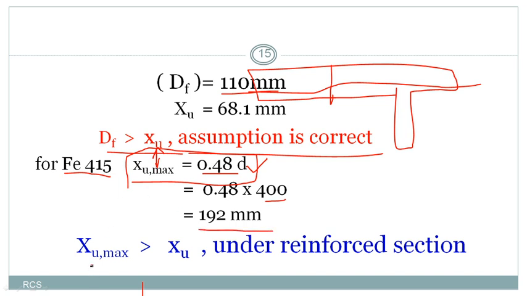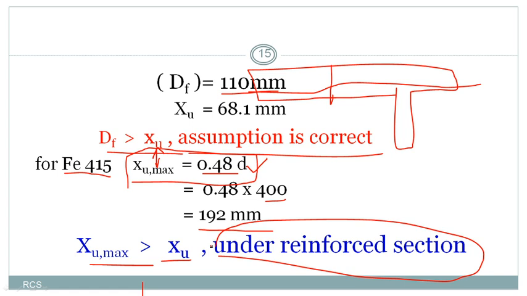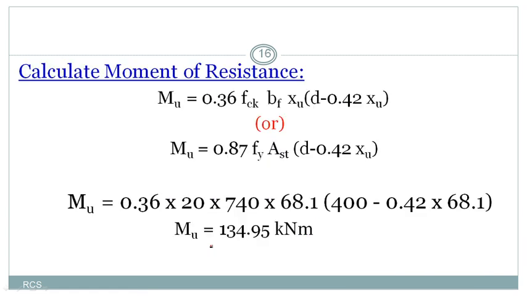Now compare your XU max and XU. Your XU is just 68.1 and XU max is 192. So XU max is greater than XU, so I can say our section is an under-reinforced section. Right. Now the next step would be the calculation of the moment of resistance.